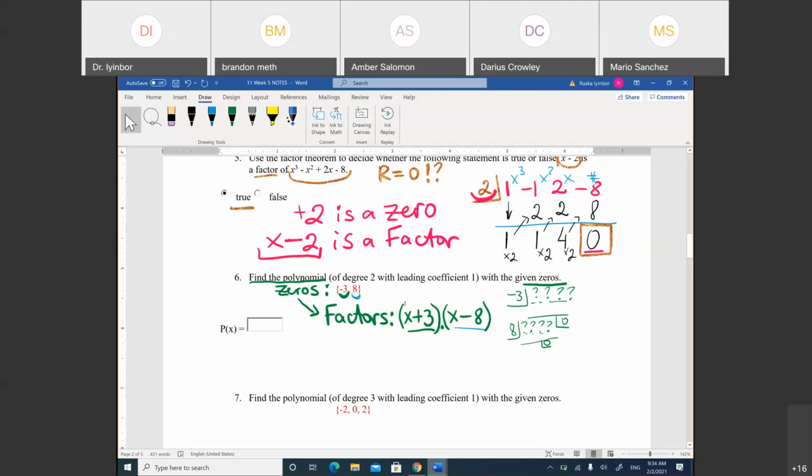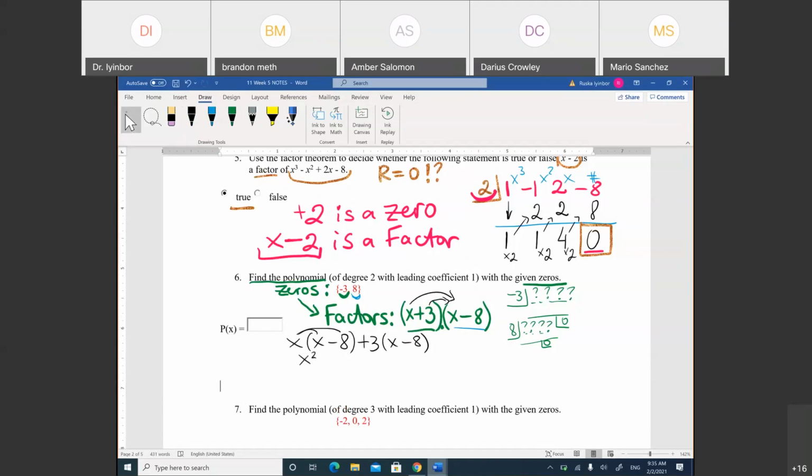I multiply x by everything, so it's going to be x times x minus 8. And then I multiply 3 times everything. And then you're going to simplify. So multiply again: x times x is x squared. X times negative 8 is what? Negative 8x. And then you multiply here everything: plus 3x and minus 24.